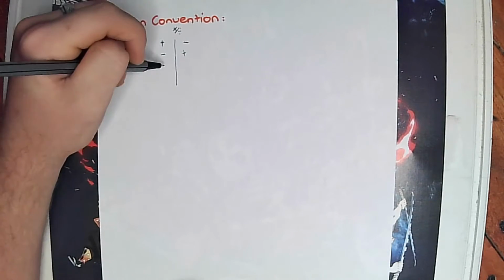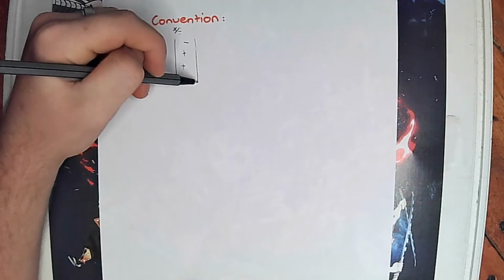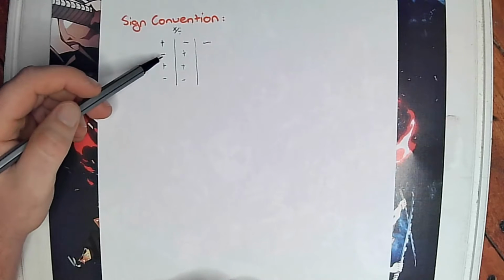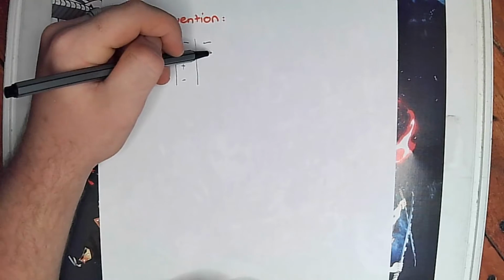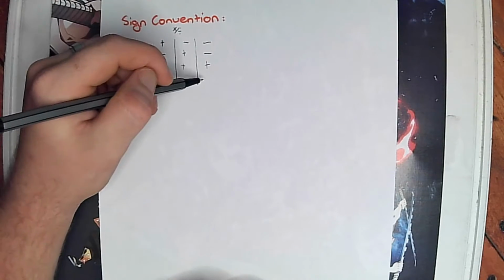So plus, minus, and here we're going to have multiply or divide, minus, plus, plus, plus, minus, minus. Now, a positive multiplied or divided by a negative will give you a negative. A negative multiplied or divided by a positive will give you a negative. Positive and positive gives you positive. Negative and negative gives you positive.